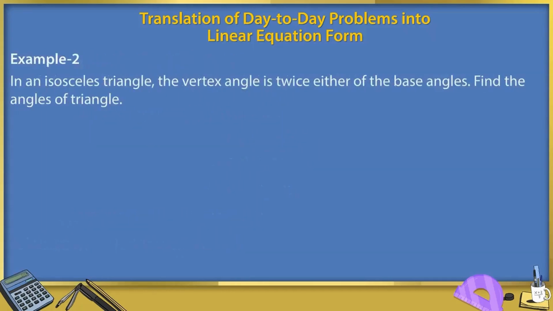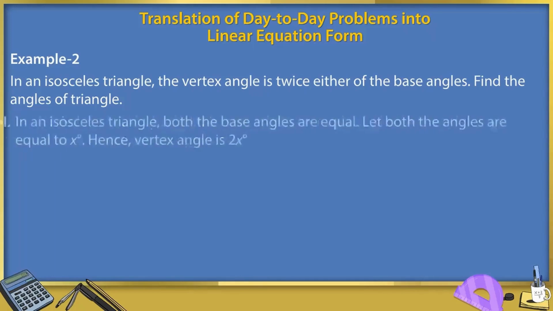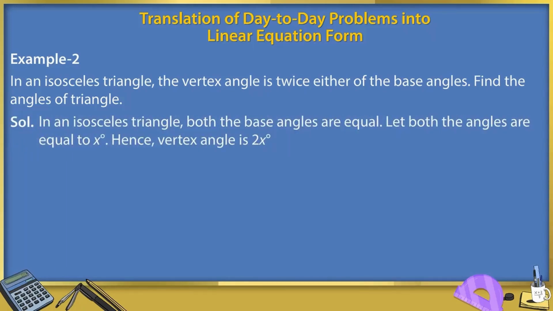Example 2. In an isosceles triangle, the vertex angle is twice either of the base angles. Find the angles of the triangle. Solution. In an isosceles triangle, both the base angles are equal. Let both the angles be x degrees. Hence, the vertex angle is 2x degrees. Therefore, 2x + x + x = 180 degrees. 4x = 180 degrees. This implies that x = 45 degrees.